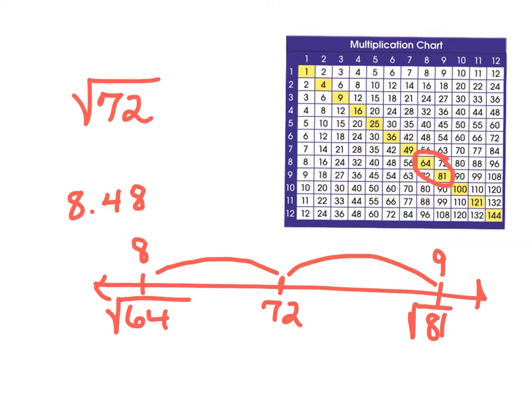So I want you guys to make an estimate to the nearest tenth. If you told me 8.4, that's fine. If you told me 8.5, that's fine. You don't want to go lower than 8.4. That's kind of aiming closer to 64. More than 8.5 means you're closer to 81, and it really is a little bit less than halfway.